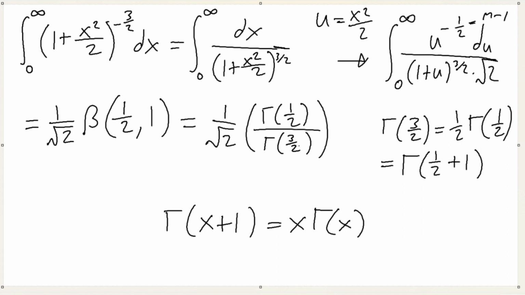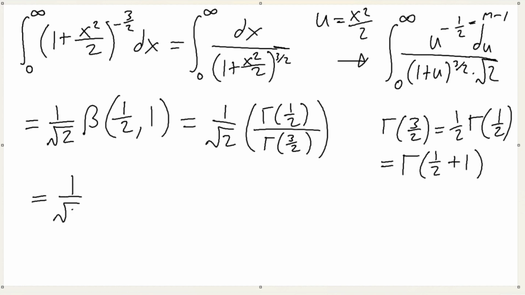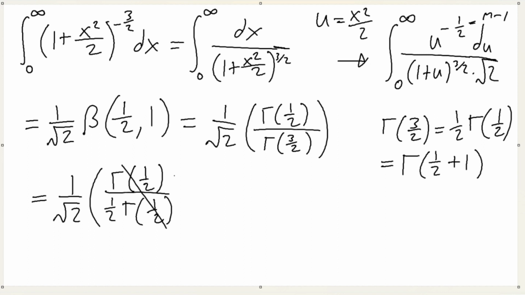Aha! So this means that they actually kind of cancel out here. So this is equal to 1 over root 2, gamma of a half and gamma of a half. This cancels out. Aha, so this is equal to the square root of 2. Okay, and that's it. That was our last integral.